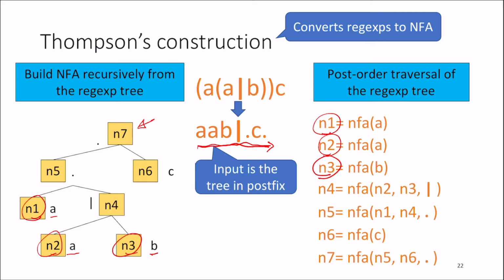And now when I combine N2 and N3 with an OR, then I'm going to create recursively a larger NFA. Right? So let's see how this process works. In order to do this, we're going to have to use a data structure that lets us keep track of the tree structure. So the input is this tree in postfix, and we also need a stack to keep track of where we are in this tree.